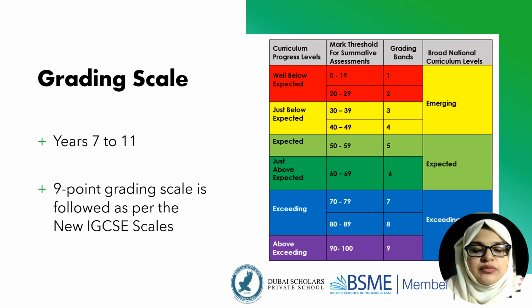The next important point we all need to understand is the grading scale. For years 7 to 11, we follow a 9-point grading scale, which is as per the new IGCSE scales. And if you look at the image, it clearly states the grading band the child will achieve if the child achieves a certain mark.